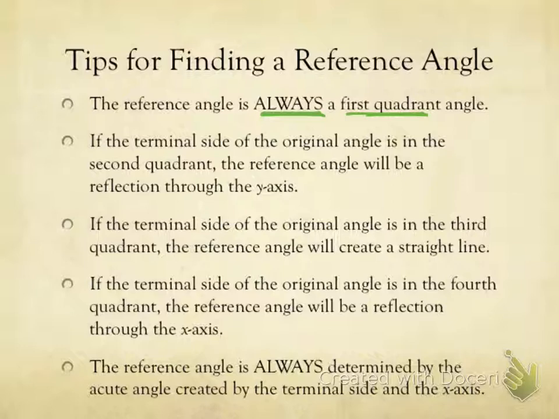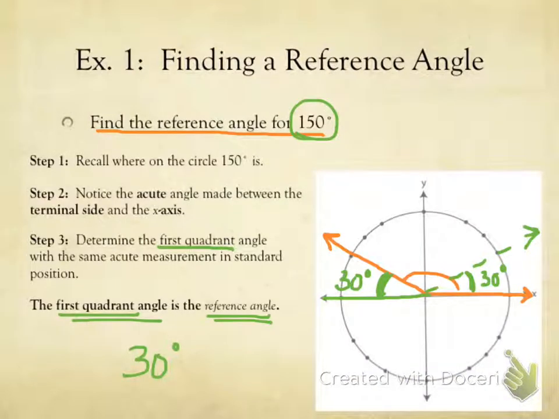For example, if the terminal side of your original angle ends up in the second quadrant, then your reference angle is going to be a reflection through the y-axis. And that's really what happened here. This is the angle that we started with, right here. Okay? But in order to get the reference angle, we actually just reflected that through our y-axis here and ended up with this in the first quadrant. So a second quadrant angle can be reflected through the y-axis to end up with the reference angle that would be in the first quadrant.